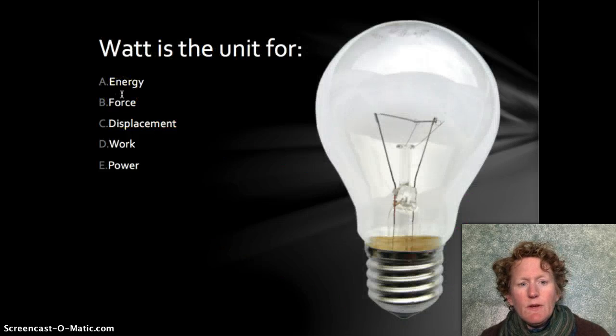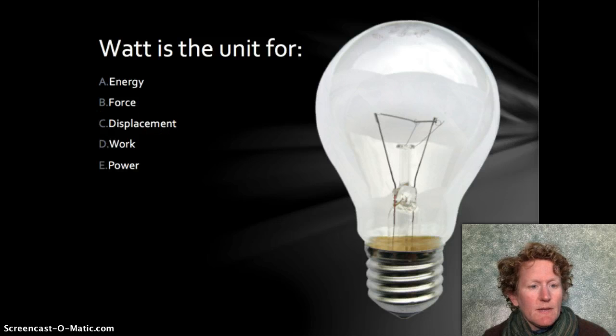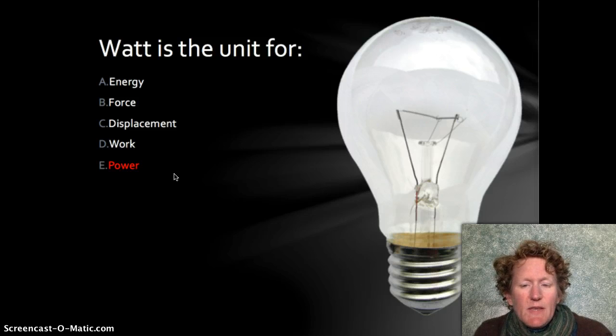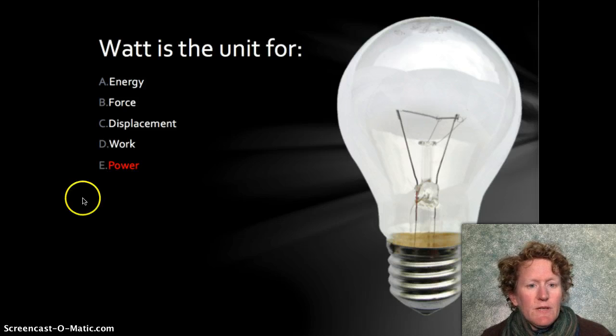Watt is the unit for power. Light bulbs, of course, are measured in watts. Light bulbs are measured in watts because that's the amount of electricity it takes to run the light bulb. And electricity can do work, so we measure electricity in watts sometimes.